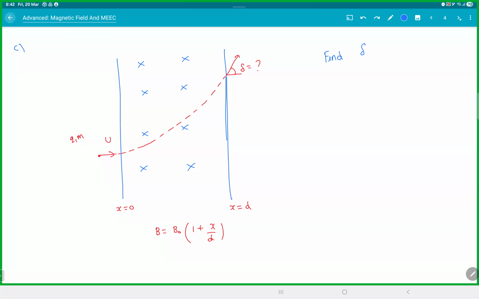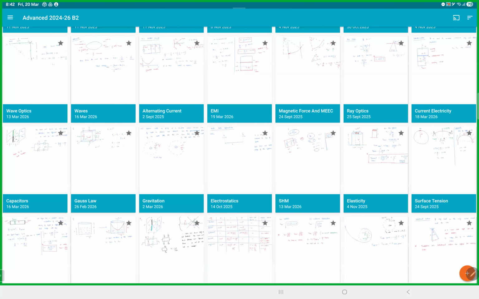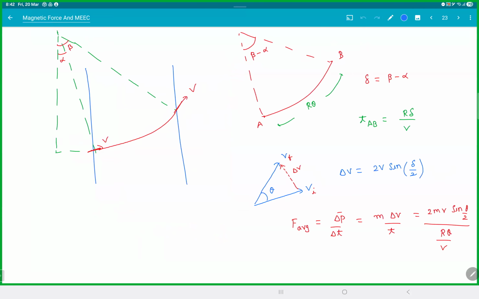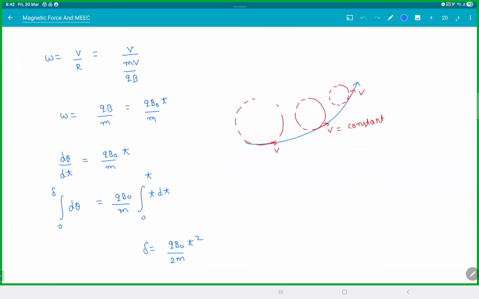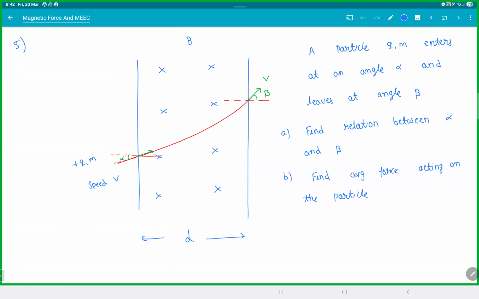How do we do this thing? I won't be able to teach you the whole thing, but you should definitely go back and check out the theory here. This is how we started the theory. We said a particle is entering at an angle alpha and leaving at an angle beta when B is constant. This is page 21. I'll write it down, but listen. Then we did this derivation.